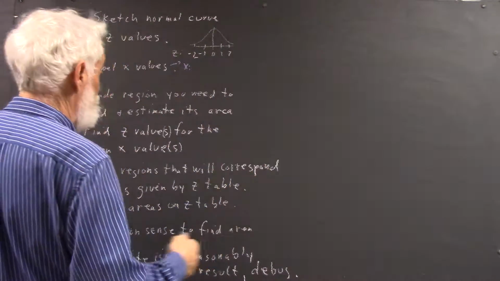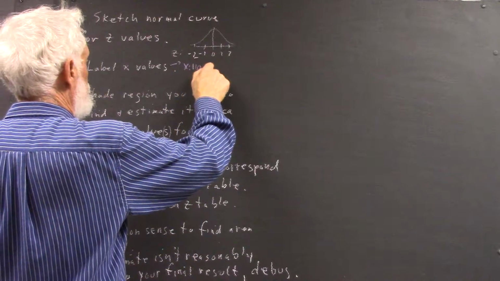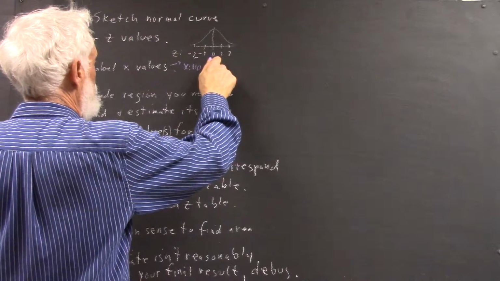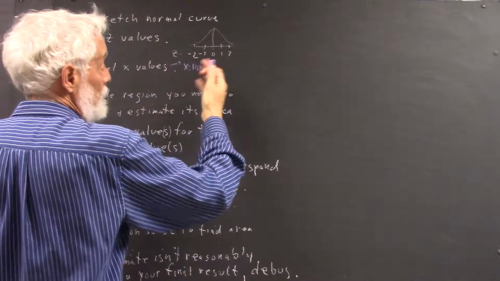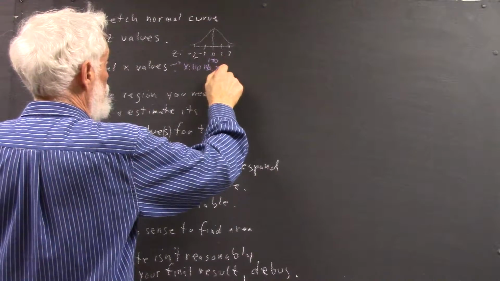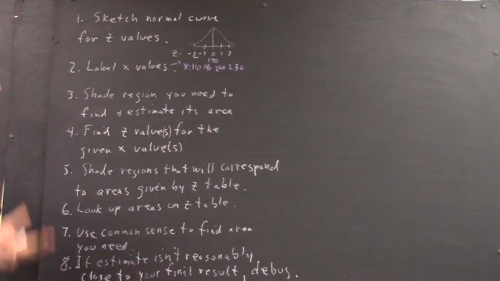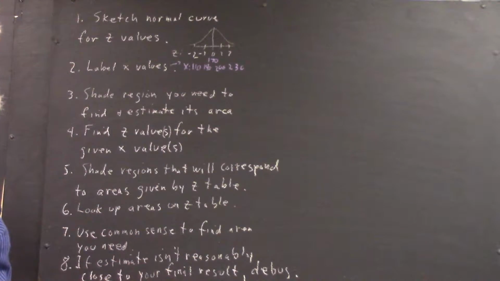Now, not using the numbers on our table. Maybe this is 110, this is 140. If this is 110, this is 140, you've got to have 170 here, 200 here, and 230 here. Okay, well, that might be for a different situation, okay?